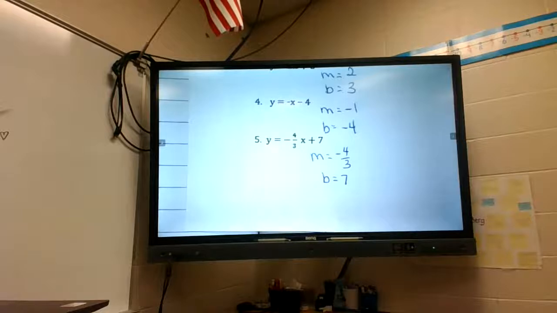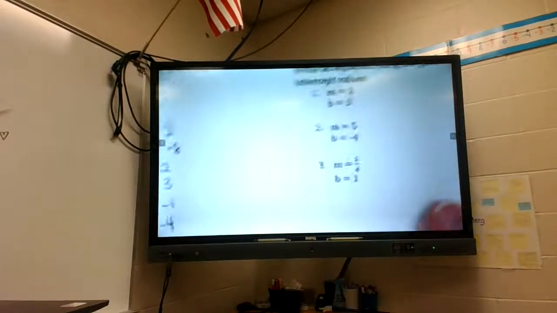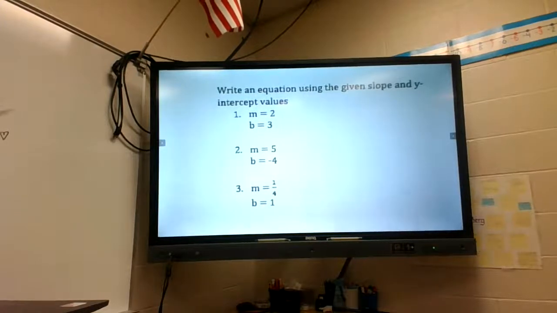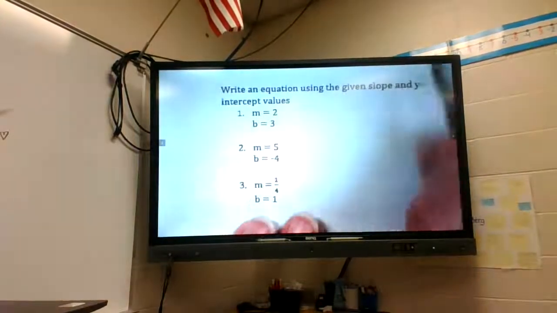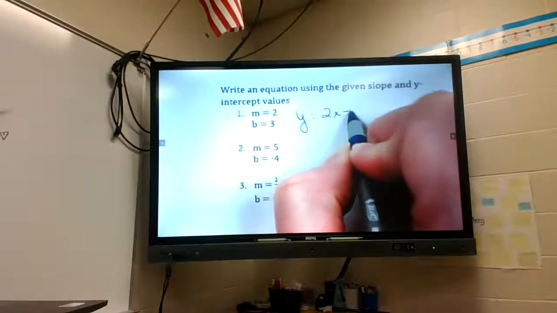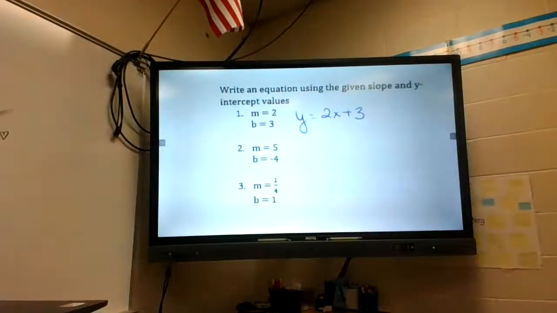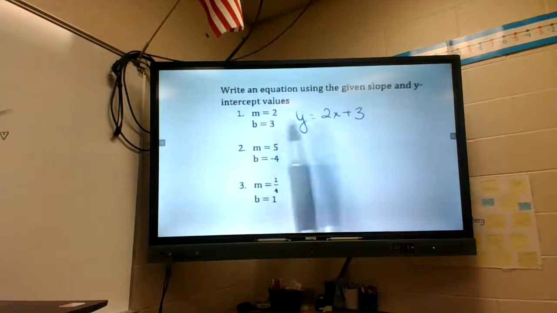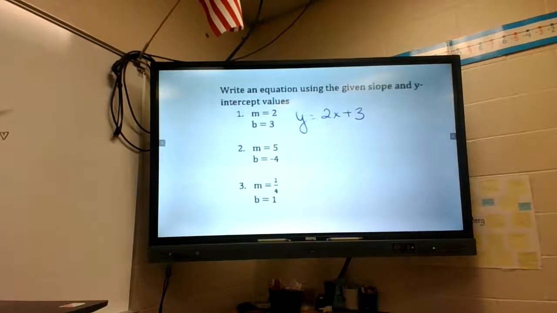Okay. Next, we're going to write the equation using the slope and the y-intercept. So this time they're going to give you the slope and the y-intercept, and you're going to plug it into slope-intercept form. So number 1, Courtney, what's that one going to look like? Y equals 2x plus 3. Excellent. Can I try the next one? You sure can. Give me just 1 second. For number 1, the m was 2, and the b was 3. We just plug them straight in.